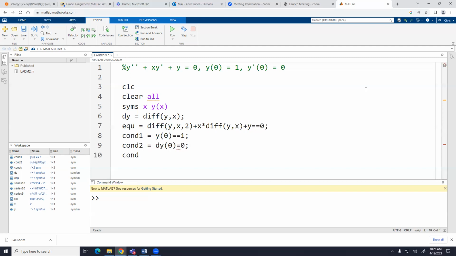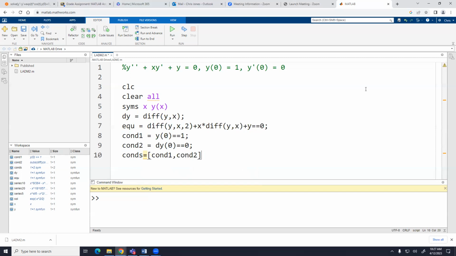Since we have 2 conditions, I'm going to make one more variable called cons, and that's going to be a matrix, con1 comma con2. Should you go back and put a double equal? Yeah, thanks Wesley, good catch. I did the same thing again.